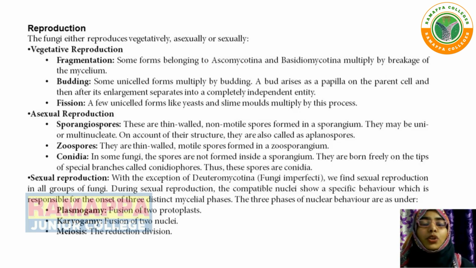Plasmogamy is the fusion of two protoplasts, whereas in karyogamy, fusion of two nuclei takes place. In meiosis, the reduction division takes place, where a diploid cell undergoes division to form haploid cells. So in sexual reproduction, three stages take place: plasmogamy, karyogamy and meiosis. Plasmogamy is the fusion of two protoplasts, whereas karyogamy is the fusion of two nuclei.